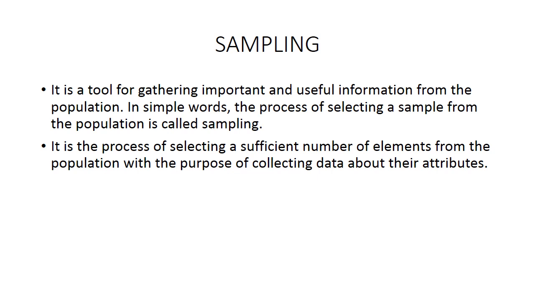Sampling is the most widely used tool for gathering important and useful information from the population. A researcher generally takes a small portion of the population for the study, which is referred to as a sample, as we all know. The process of selecting a sample from the population is called sampling. As a part of the research process, we collect information from the sample, apply statistical tools and techniques for the analysis, and make important interpretations on the basis of statistical analysis. Decisions are then taken on the basis of this interpretation.